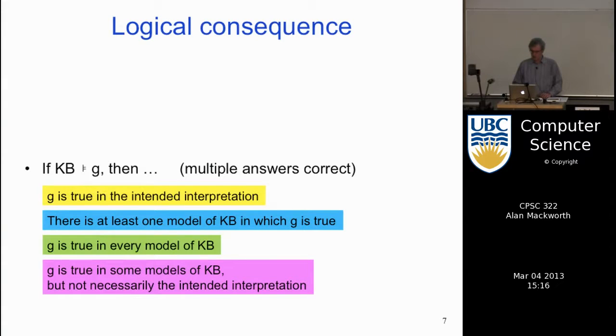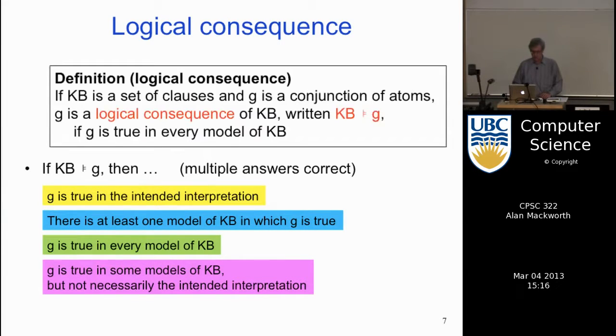Okay, so here's a chance for you to use your cards just to check what I just said. So just remember, this is the definition. If I ask you to define logical consequence, this is what you regurgitate. KB is a set of clauses and G is a conjunction of atoms. G is a logical consequence of the knowledge base, written KB double turnstile G, where G logically follows from KB, if G is true in every model of the knowledge base. So if this holds, then which of these four possibilities hold? Maybe more than one answer is correct.